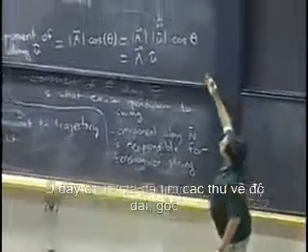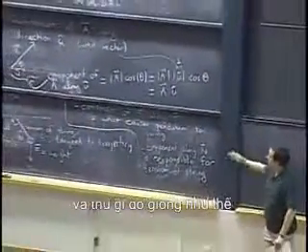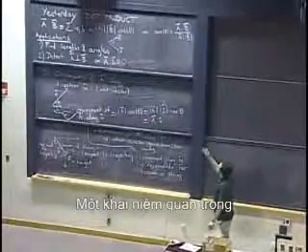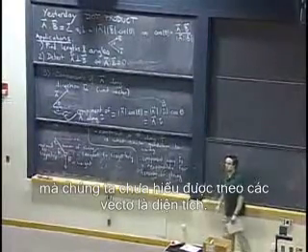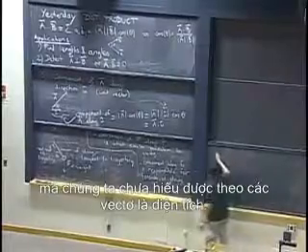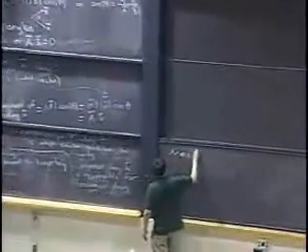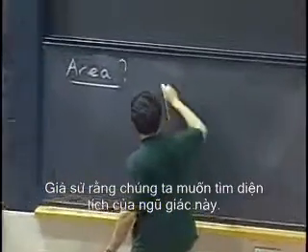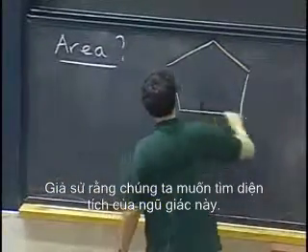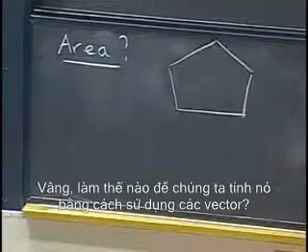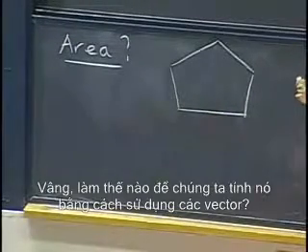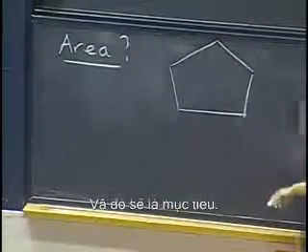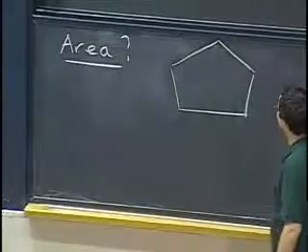So here we have found things about lengths, angles, and stuff like that. One important concept that we haven't understood yet in terms of vectors is area. So let's say that we want to find the area of this pentagon. Well, how do we compute that using vectors? Can we do it using vectors? Yes, we can, and that's going to be the goal, but how?